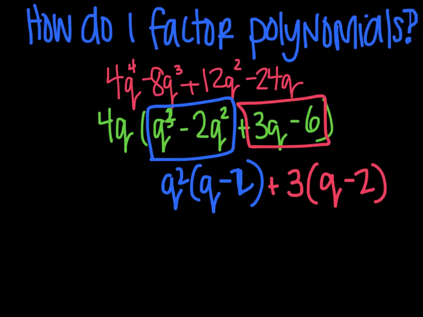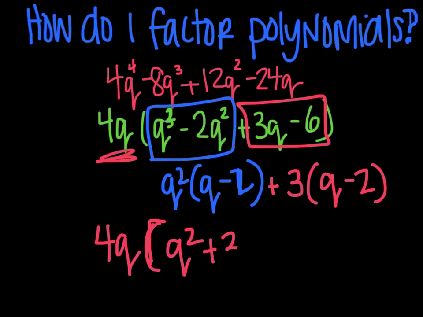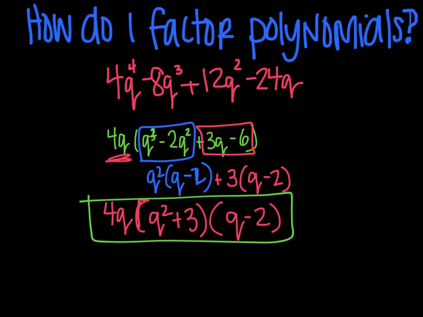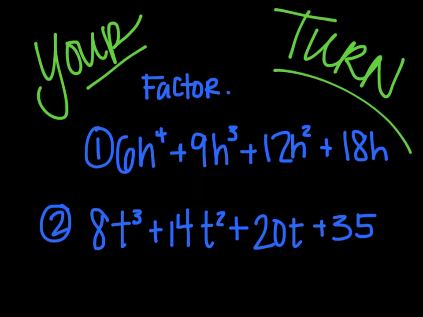Which means my final answer then is going to take that 4q from way up here, and then I will have my q squared plus 3 and q minus 2. And that is the entire answer. Very long answer, but that is what it is. And then again, you'll want to check to make sure you did it right by checking your work.